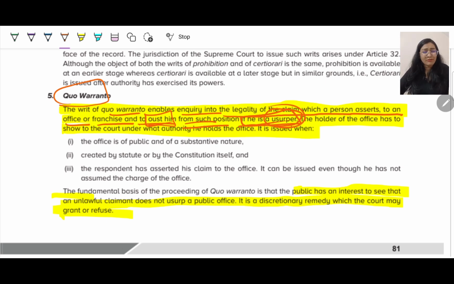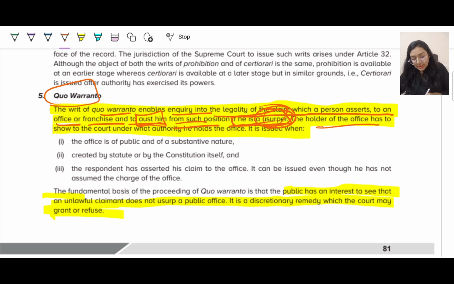For example, if you have to be a doctor, now this is a very vague example, but if you have to be a doctor, then you have to be having certain qualification of medicine, right? So if you are some other person and you are giving your fake documents and you are entering into this particular thing, then it is not fair. You are dealing with human lives, right? So in that case, we are saying, if I get to know that you are a usurper, then I'm going to quash it and remove it. Oust means remove him from that particular position.